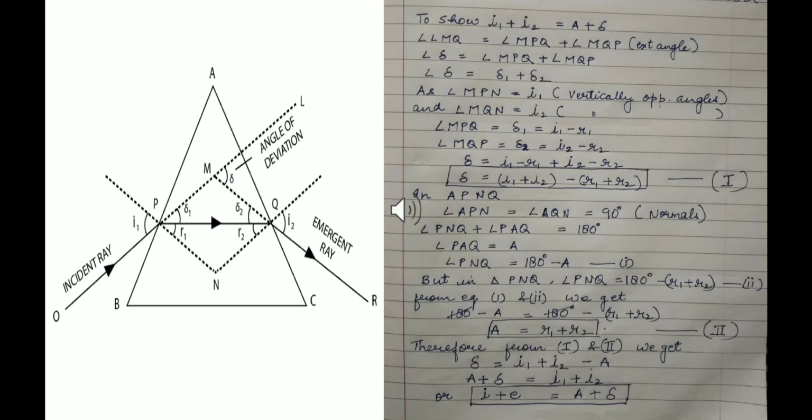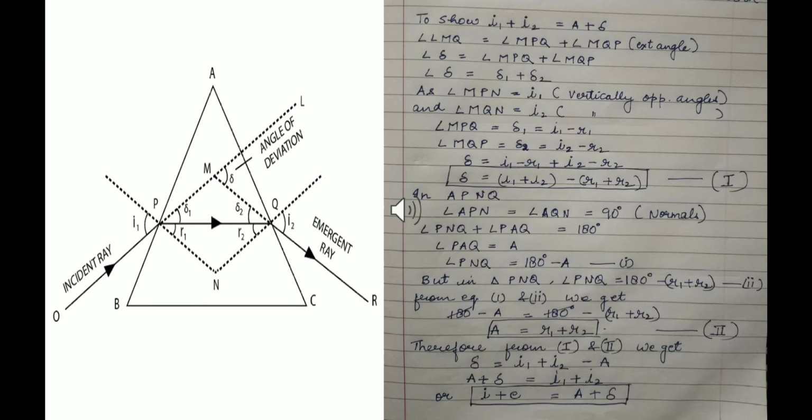Now in triangle PNQ, okay, we are talking about the triangle PNQ. R1 plus R2 plus N should be equal to 180 degrees. So can we say that angle N is equal to 180 minus R1 plus R2? We can say that. Now, we already had an equation that PNQ is equal to 180 minus A, and right now we calculated N is equal to 180 minus R1 plus R2. As both sides we have angle N only, we can equate the equations. So we get from here that A is equal to R1 plus R2.